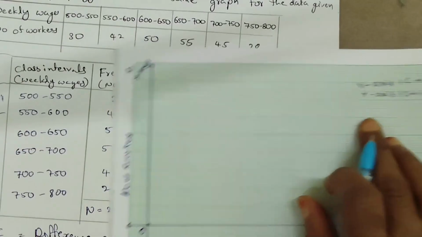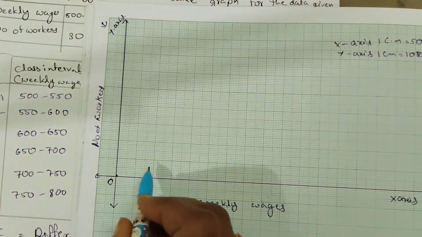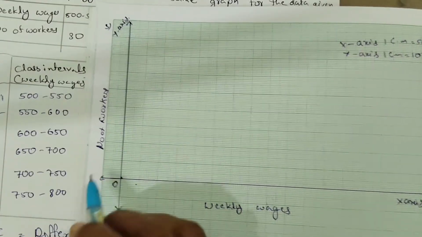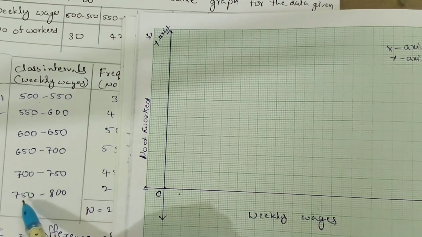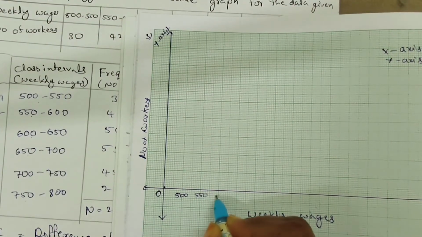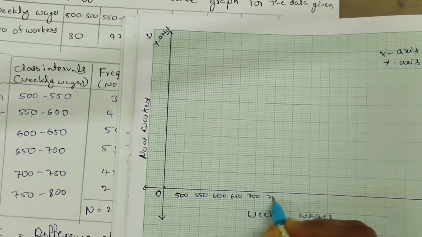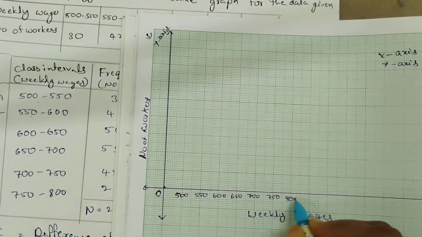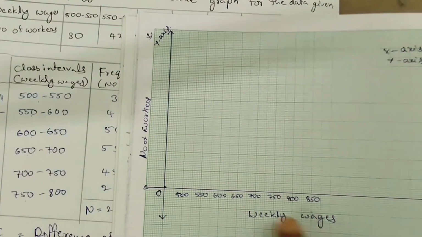This is the scale of this diagram. Now we write the scale. Here, you observe the given data: 500, 550, 600, 650, 700, 750. So write here 500, 550, 600, 650, 700, 750, 800, 850 on the x-axis.